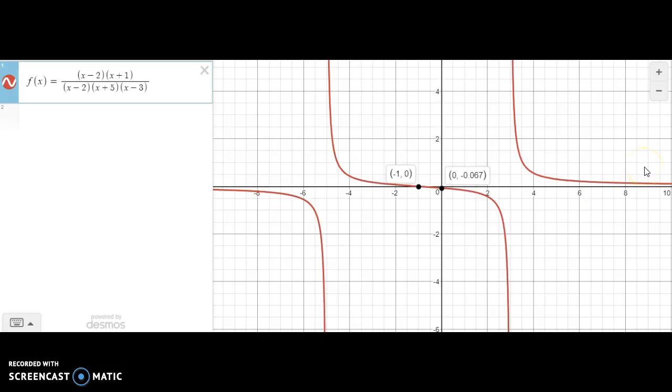Then you find your range, which is all of the y values in a function. So the range starts at -infinity, and it goes to 0, but does not touch 0. Then it goes from 0 and goes to infinity.